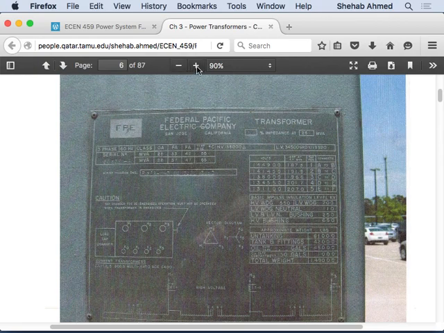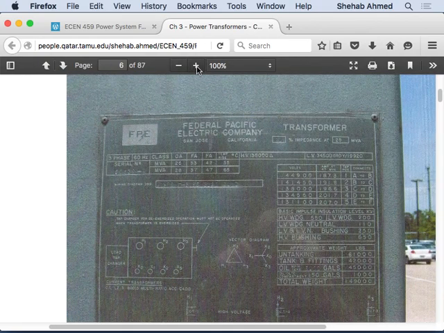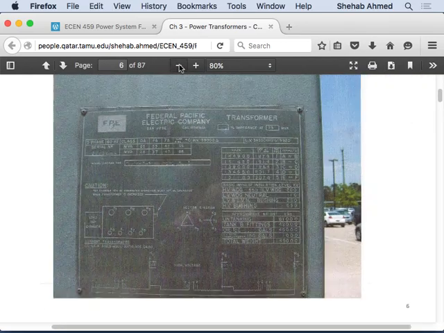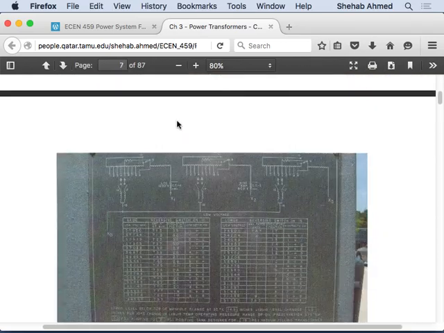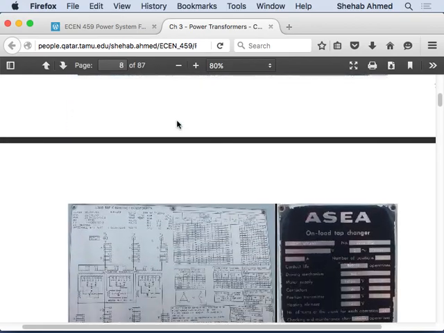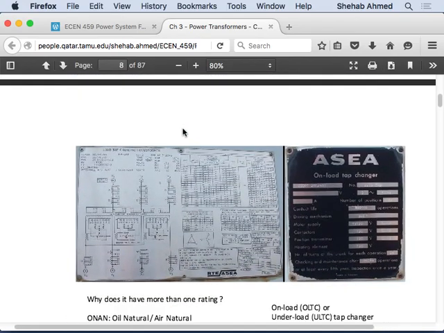So this is not very clear. I have a better nameplate. So this is a typical nameplate. I have a better nameplate with that. That is more clear, actually. Is it more clear?